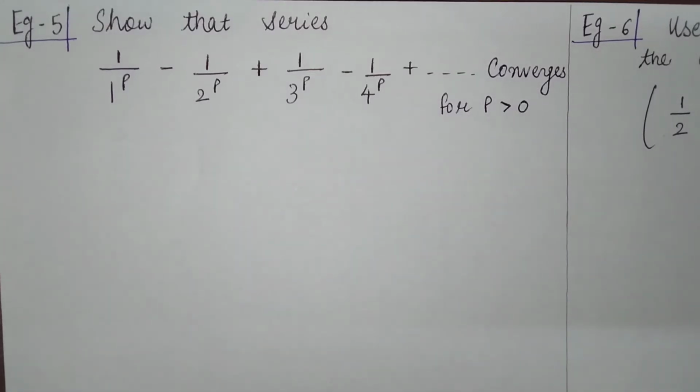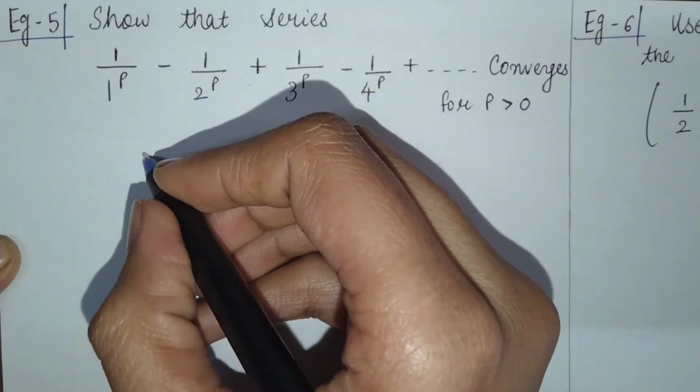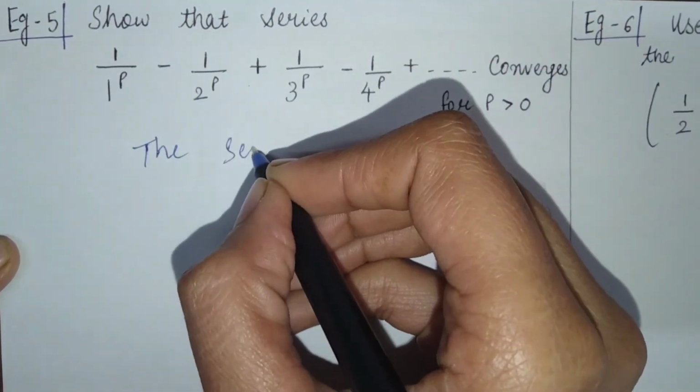So example 5. Show that the series 1 by 1 raised to p minus 1 by 2 raised to p plus 1 by 3 raised to p and so on converges for p greater than 0. Now again the given series is alternating. So the series is alternating.